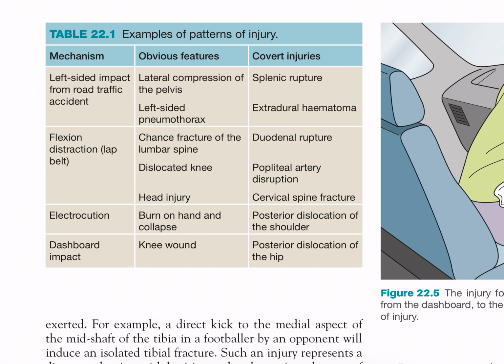First mechanism, left-sided impact from road traffic accident. So what are the obvious features? Lateral compression of the pelvis and left-sided pneumothorax can happen, whereas covert injuries are the splenic rupture and extradural hematoma.